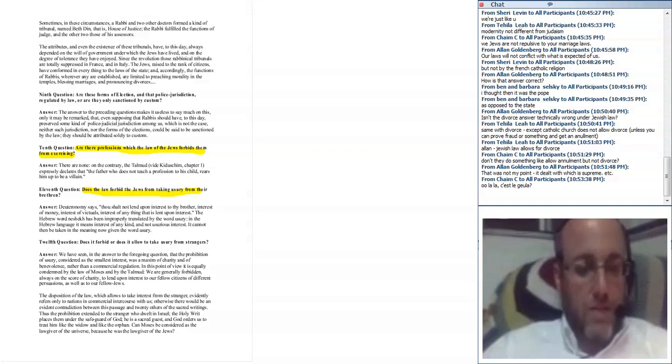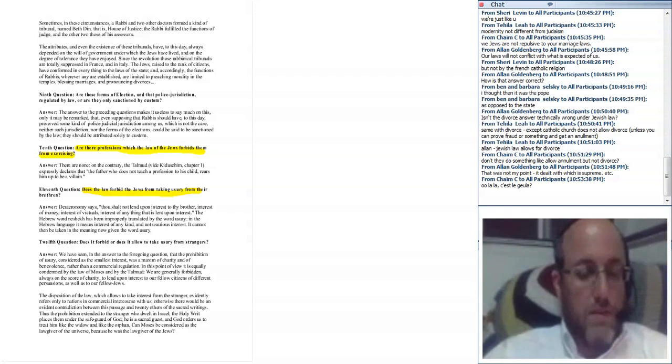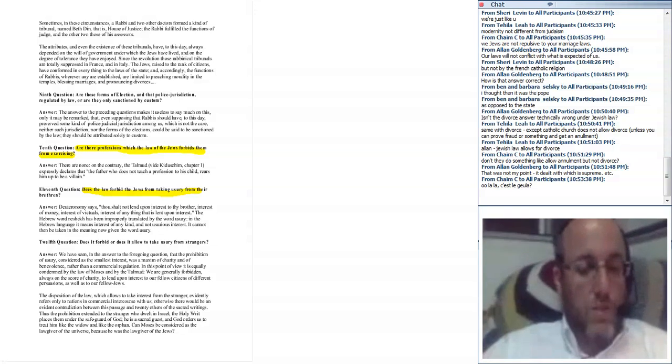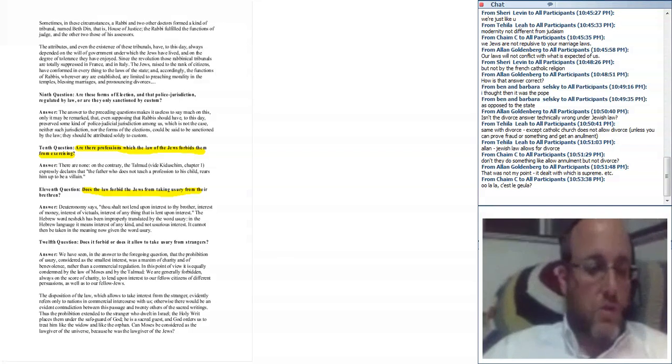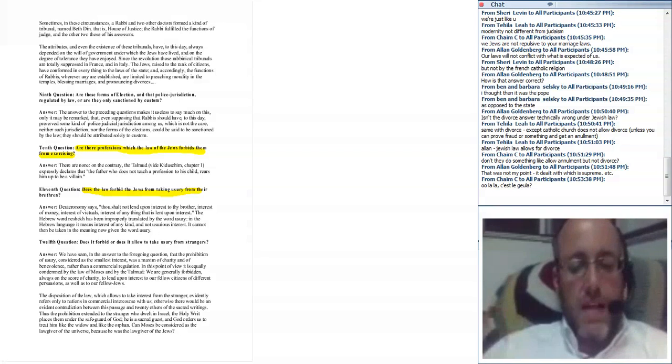On the contrary, the Talmud expressly declares that a father who does not teach a profession to his child rears him up to be a villain. Now this is pretty accurate, but the question is more important than the answer. You have to understand the question behind the question. Does the law forbid the Jew from taking usury from their brethren? And there it is, right there in black and white.